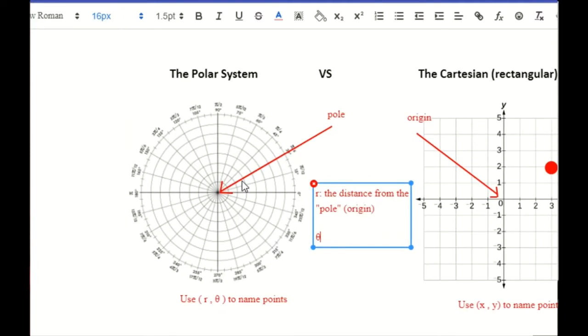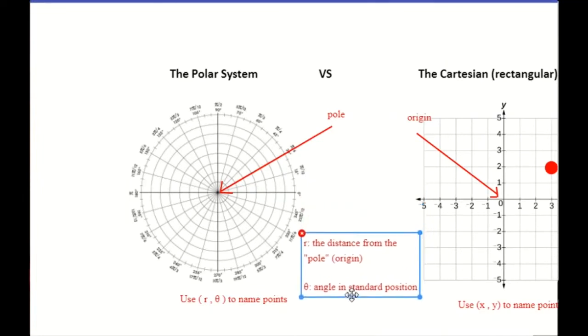And theta is going to represent the angle in standard position. So just as a little reminder here, standard position is talking about having an angle measure whose initial side is along the x-axis and whose terminal side is just somewhere else. So as long as the vertex is at the origin and the initial side is right here, it's going to be in standard position.